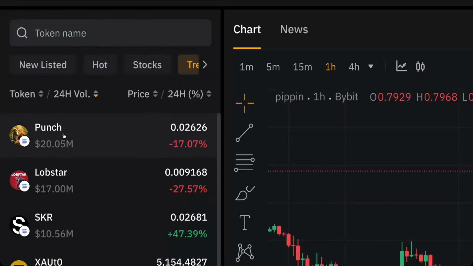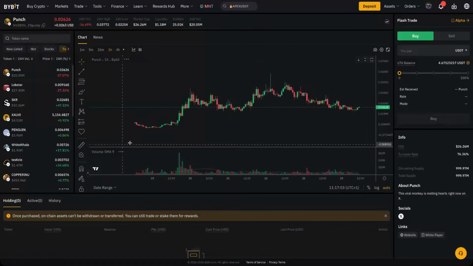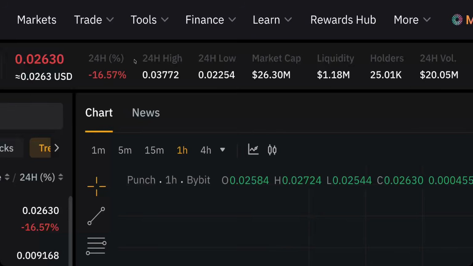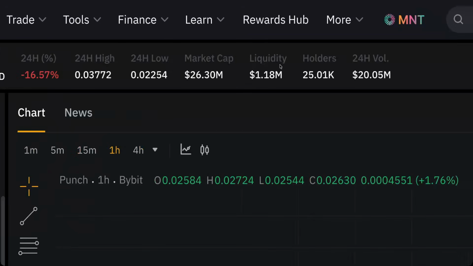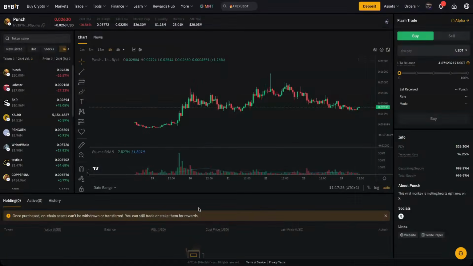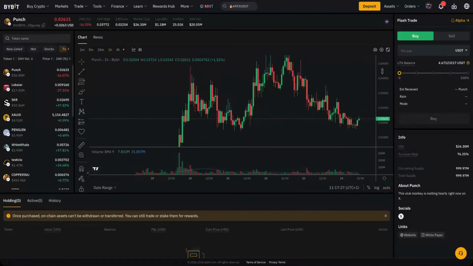All right, so if I go to the Punch option and click on that, we'll be able to see the chart right here. And some of the data you can look at on the web is all of this: 24 hours high, 24 hours low, market cap, liquidity, holders, and then the 24 hours volume. With 20 million, that's a good one. And then looking at this on the 1 hour time frame.